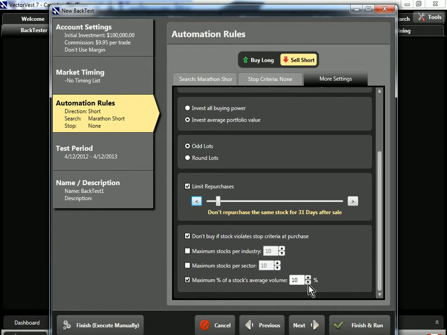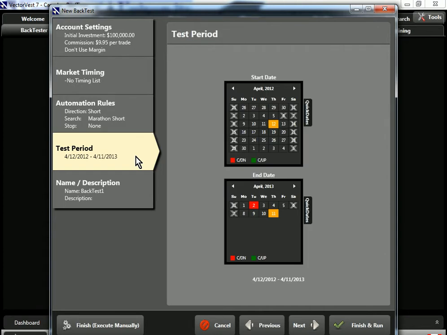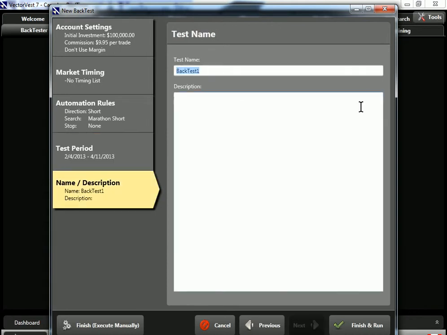At the very bottom, we'll change the percentage of average volume to no more than 2. And if you want to dial that down to 0.5% even, feel free to do that. The next thing is to select the period, and remember that was from February 4th of 2013. And we'll run it up to the most recent close of Thursday. I'll click on the name description, and we'll just call this Marathon Short Baseline. I'll click on Finish and Run.